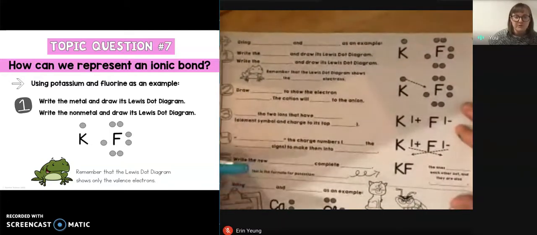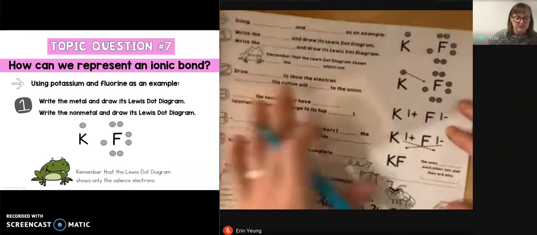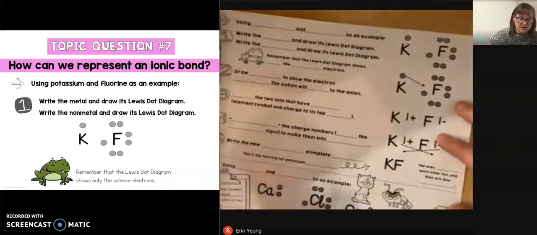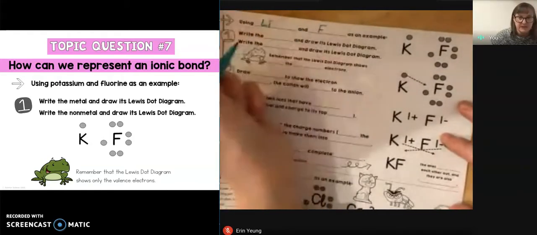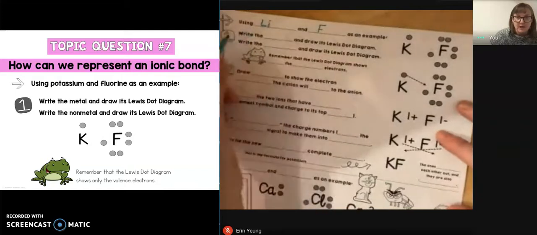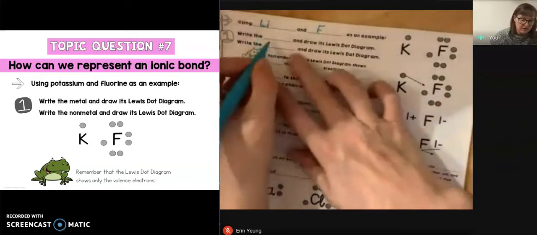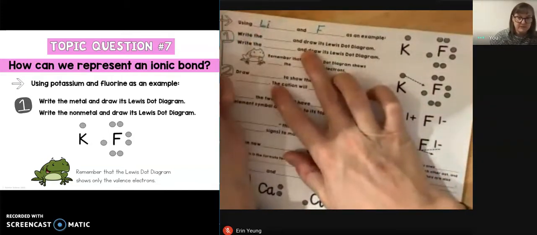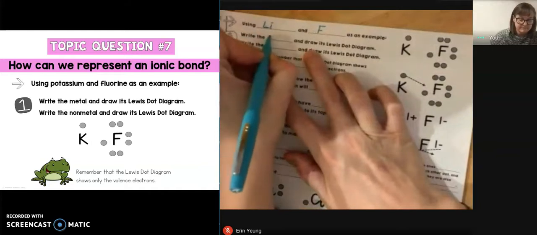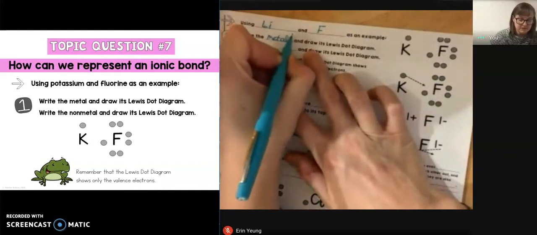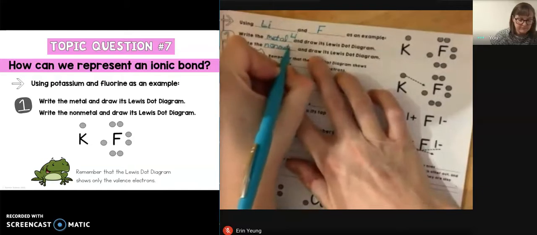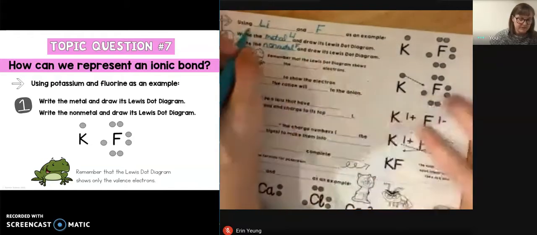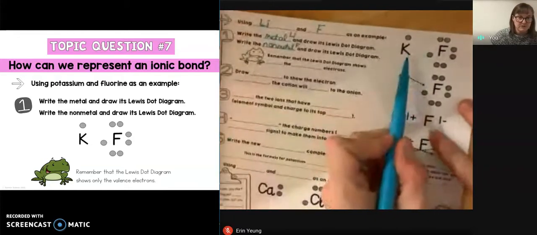So we're going to go back to our lithium and our fluorine that we know so well. So we're going to use lithium and fluorine as our example. And to do that, we're going to write our metal, which is lithium, and our nonmetal, which is fluorine. And we're going to draw their Lewis dot diagrams, which I've already done for you over here.